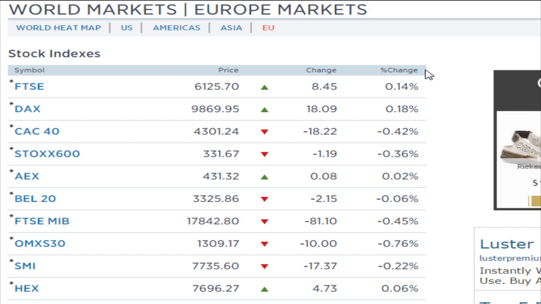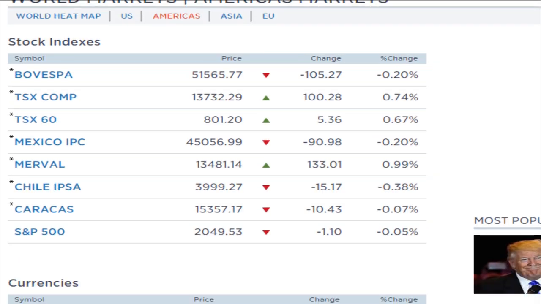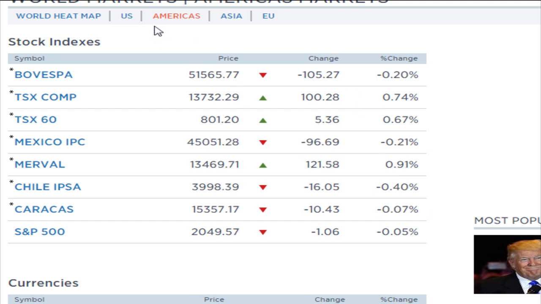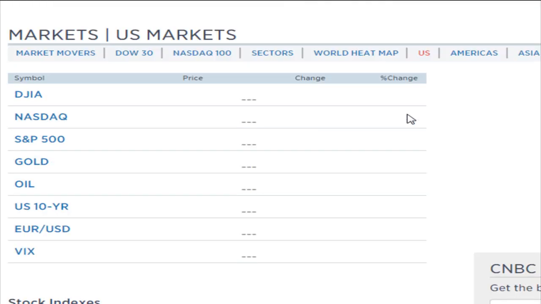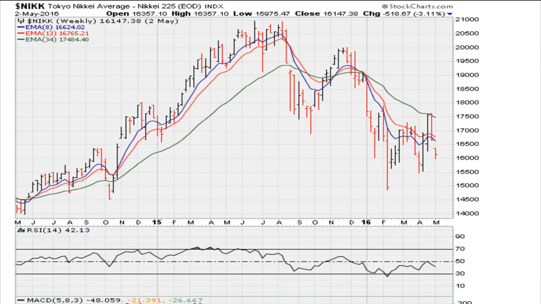If we take a look at the Americas with about 3 hours to go before the close, we are looking at the Bovespa, the Brazilian market, slightly down, Canadian market up about 0.75, and with about 2.5 hours to go in the US, we are looking at markets pretty much, let's say, unchanged for the day. Let's take a look at the charts.